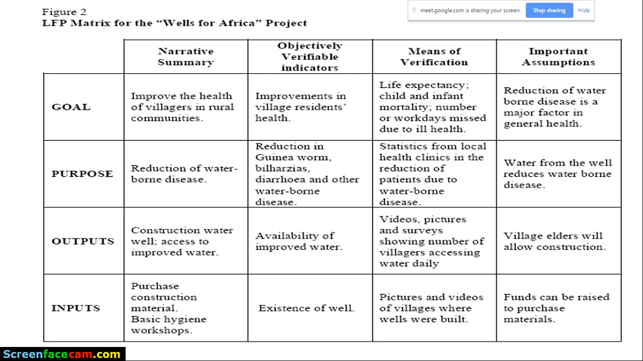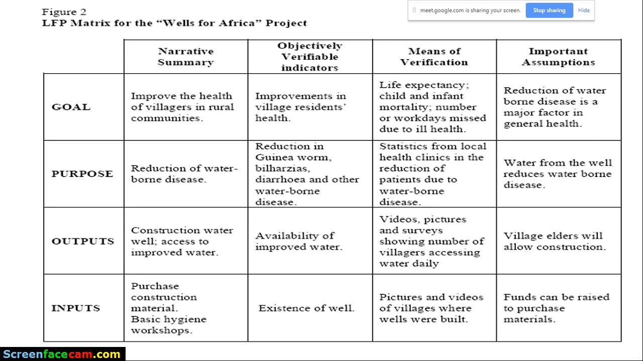So here, I'll lead the assumption. The assumption is that funds can be raised to purchase materials. In other words, without us raising funds, we cannot purchase construction materials. We cannot hold the basic hygiene workshops, because for us to do this, we need money. So something somewhere should happen. We should raise money somewhere for us to purchase construction material and to hold the basic hygiene workshops. That's what it means when you talk about an important assumption.